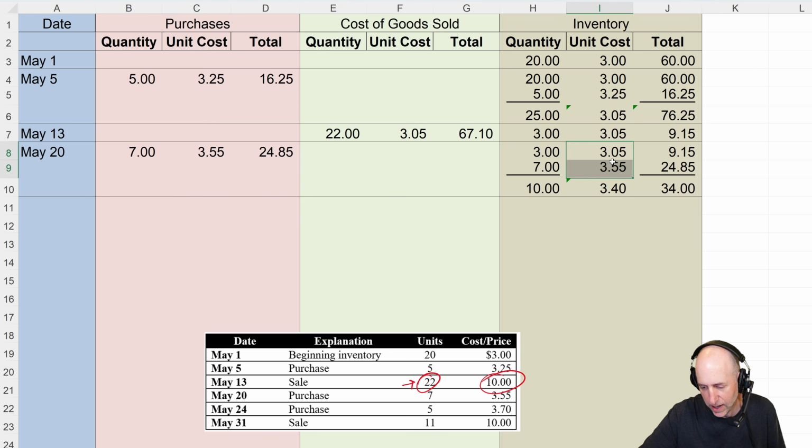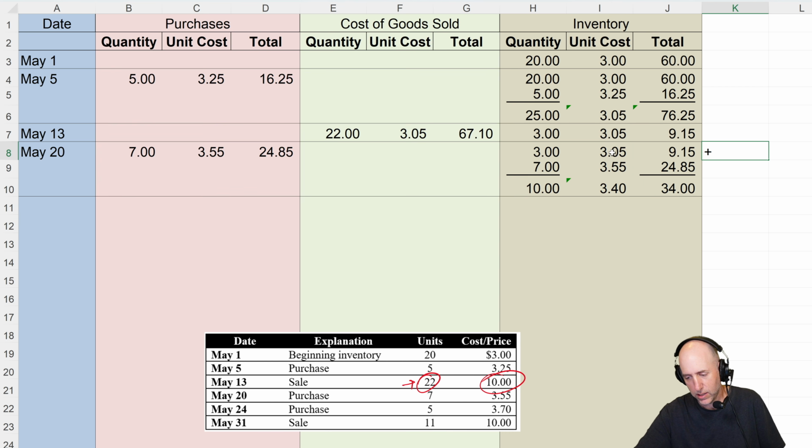Now again, if I were to take an average between 3.05 and 3.55, well, let's just do an average. That plus that divided by 2. I'm going to need some brackets here or it's going to mess me up. Bracket there. Oops. Get rid of the plus maybe. Oh, I got to hit equals. That's the thing.